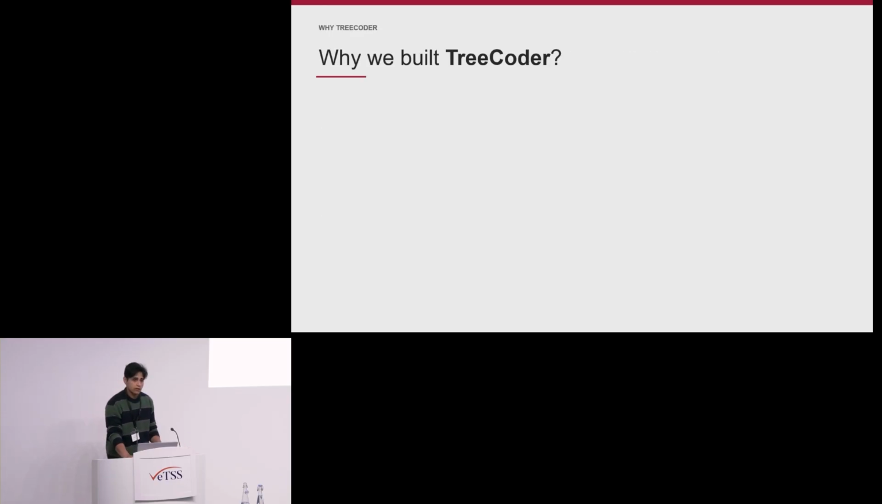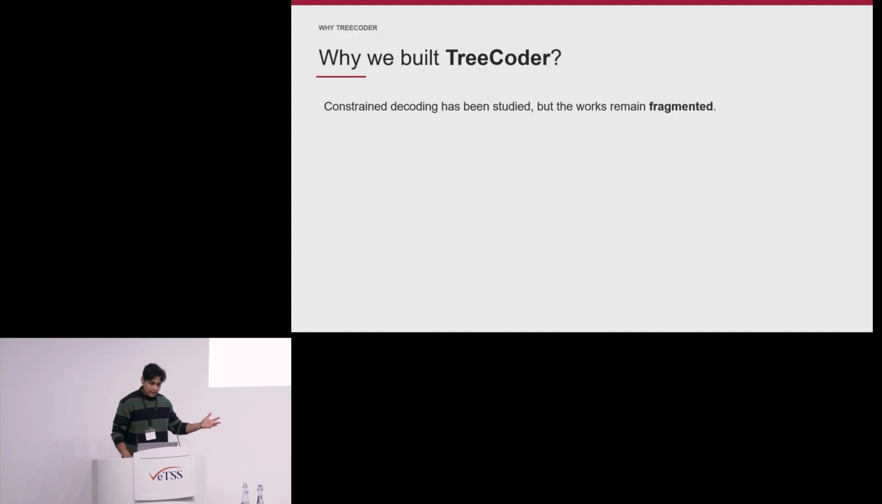So why did we build TreeCoder? Primarily, constraint decoding seems like a reasonable solution for security properties, for generating programs that follow certain semantic constraints. It could be something as simple as not using certain functions, or something as complex as source-sink relations, etc.